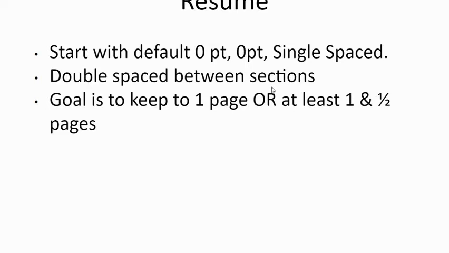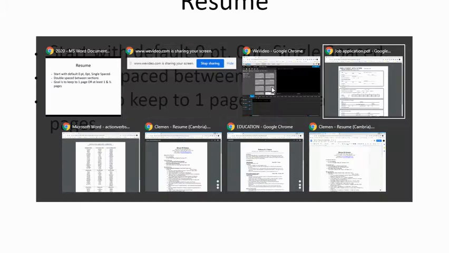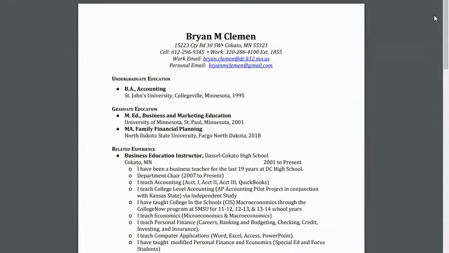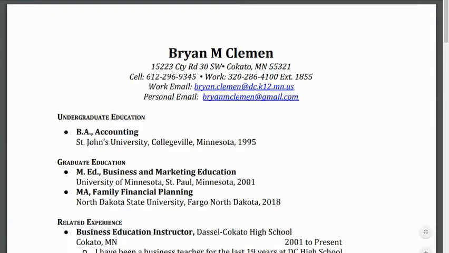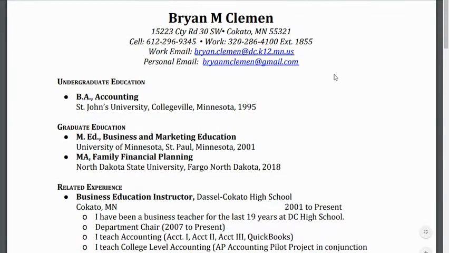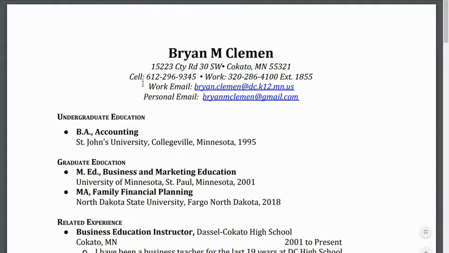So let's look at a couple of resumes. Here's mine. As you notice, mine's a 3-page document. I got a lot of stuff on mine. Usually, your contact information is going to be the very first thing they see. So I got my name, my address, how would they get a hold of me? Cell phone, work number, personal email, school email.